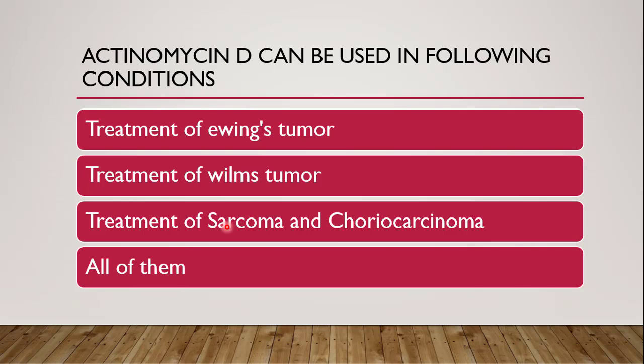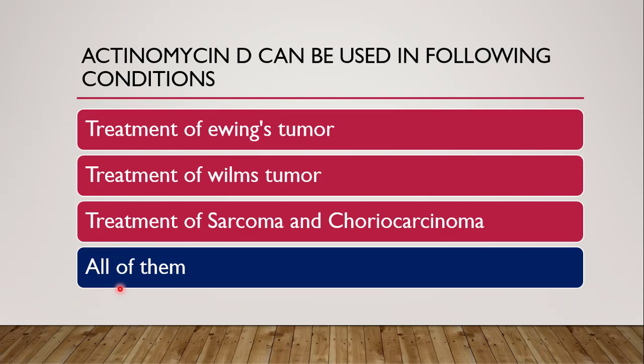Next question is, actinomycin D, again an antibiotic, can be used in the following condition. Which are the conditions in which actinomycin D can be used? Whether it is treatment of Ewing's tumor, Wilms tumor, sarcoma and choriocarcinoma, or all of them. The correct answer is it is all of them. Actinomycin D is used in treatment of Ewing's tumor also.